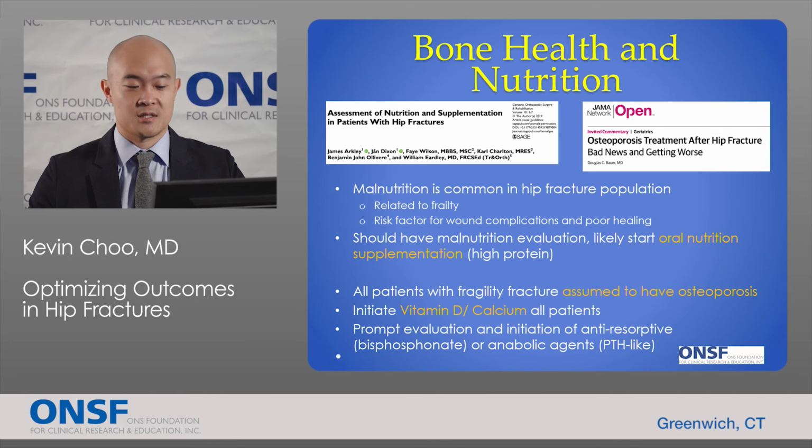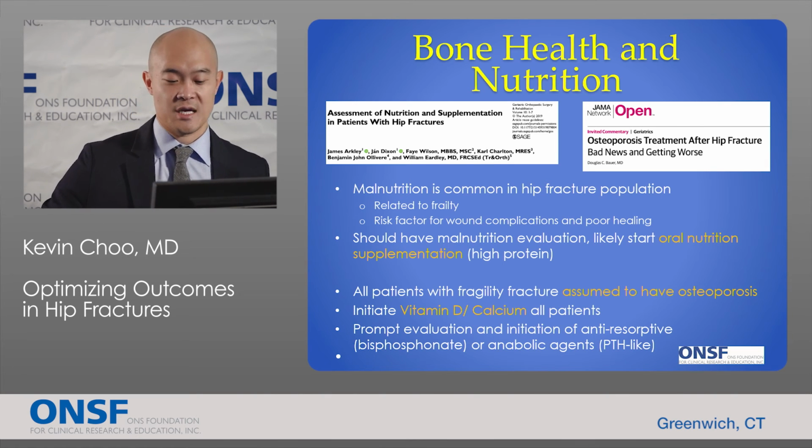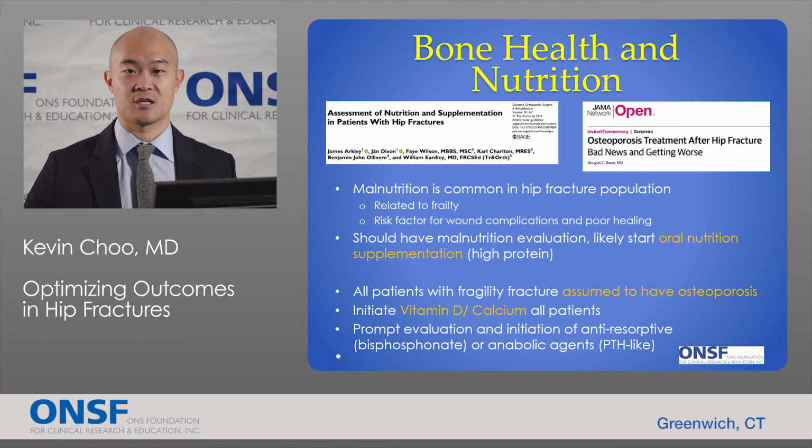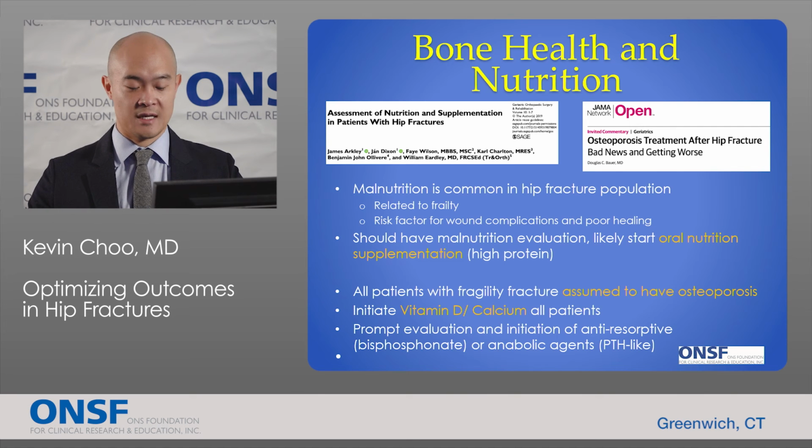In addition, all patients with these fragility fractures or hip fractures are assumed to have osteoporosis. Vitamin D and calcium is initiated for all of these patients. In addition, these patients should have prompt evaluation and initiation of anti-resorptive medications or anabolic agents to help with their bone health. And so again, it's not merely an orthopedic problem, it's something that should be addressed from a team-based perspective in regards to generalized improvement for the health of these patients.